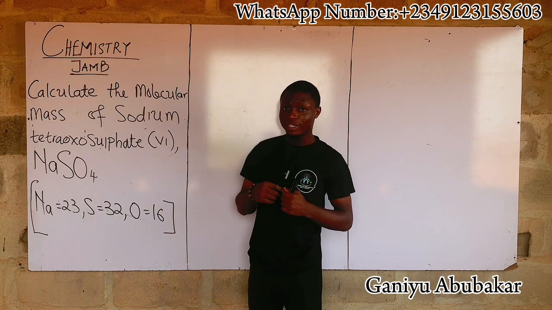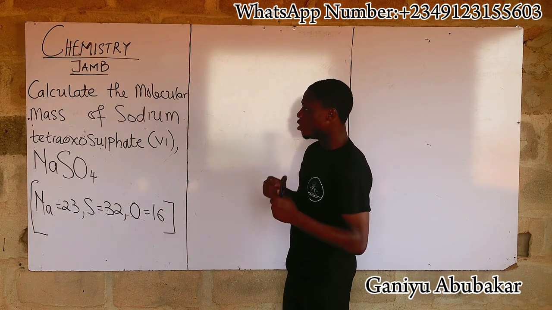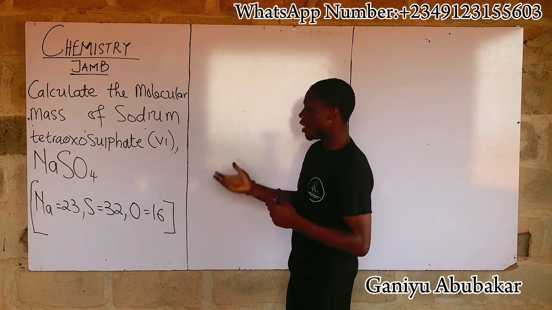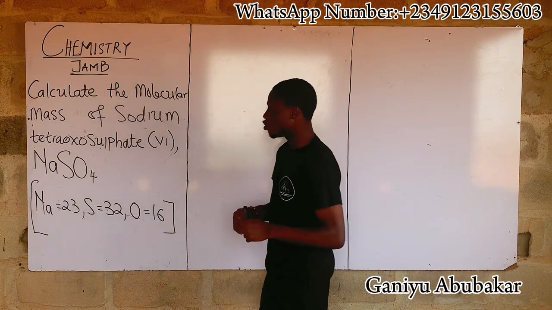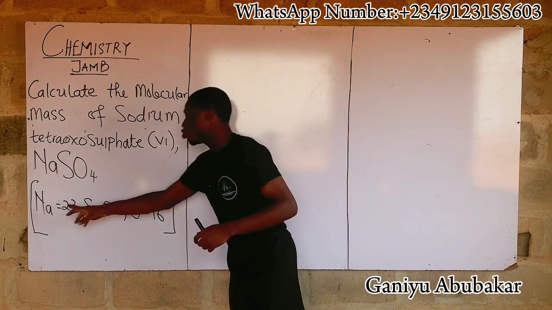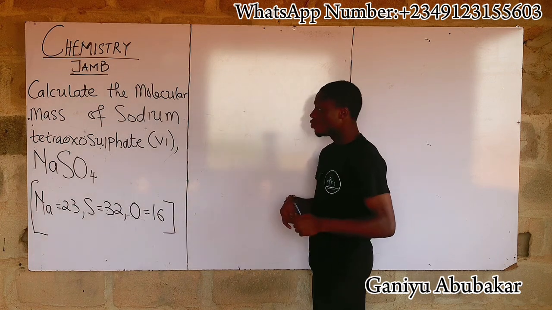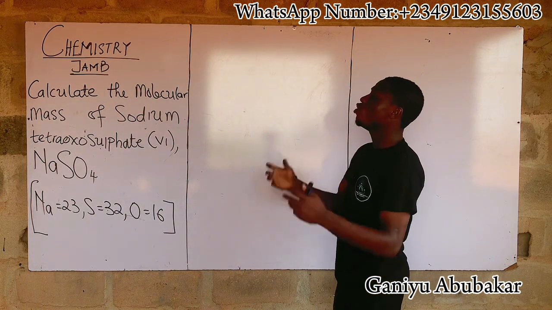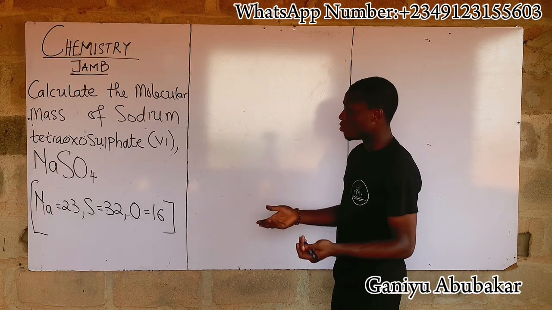Let's do this question, please. The question says, calculate the molecular mass of sodium tetraoxosulfate(VI). I have the compound, the formula here, Na2SO4. Given the atomic masses, sodium is 23, sulfur is 32, and oxygen is 16. We are asked to calculate the molecular mass, also called the relative molecular mass of a compound.